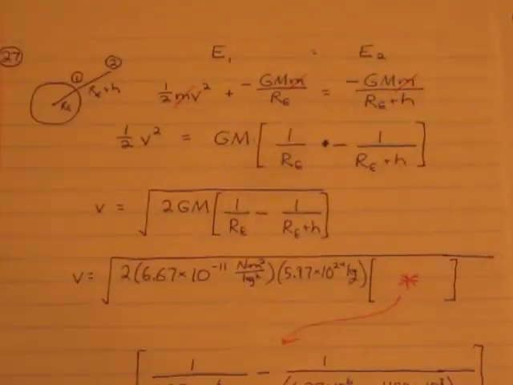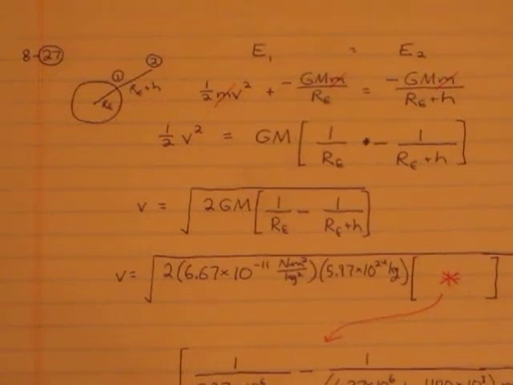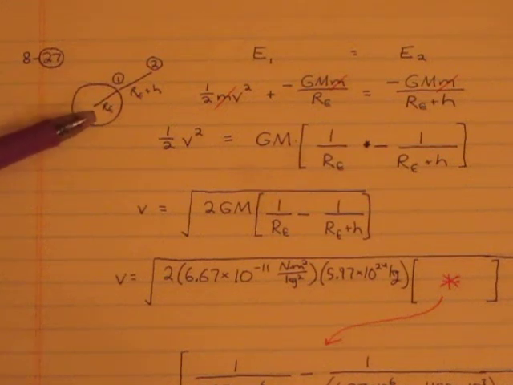Number 27. A similar diagram, similar problem. What vertical launch speed is necessary to get a rocket to an altitude of 1,100 kilometers? This is just like the last problem, except now we're solving not just for kinetic energy, but for speed. I have a similar diagram here.